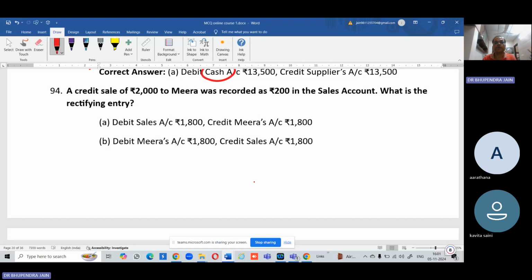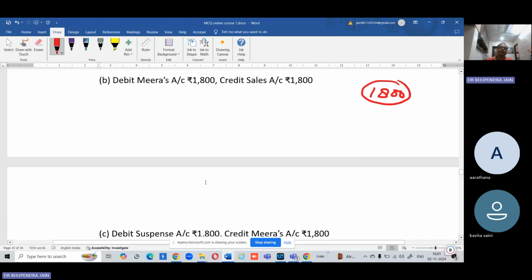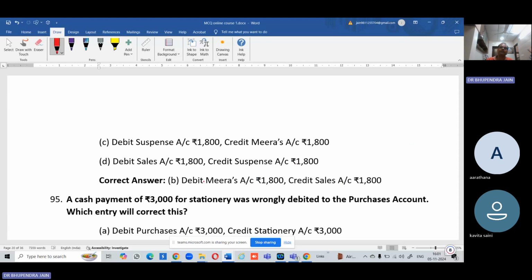A credit sale of rupees 2000 to Mira was recorded as 200 in the sales account. What is the entry? Mira account debit to sales, how much? 2000. And we have recorded how much? Only 200. So we need to record how much? 1800. We reverse the entry with rupees 1800.